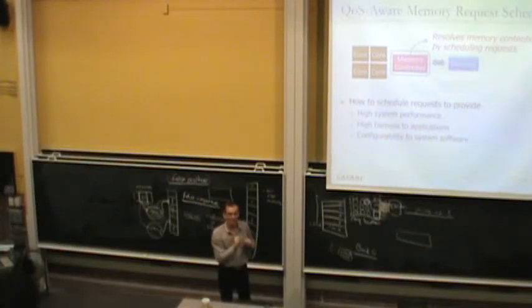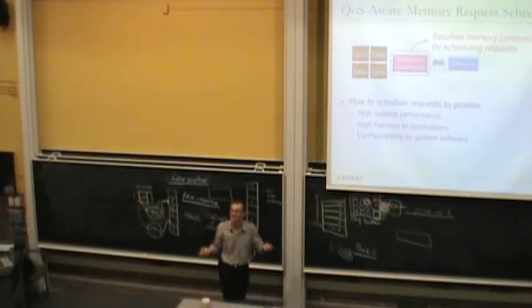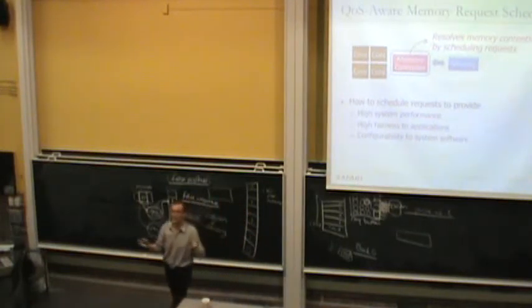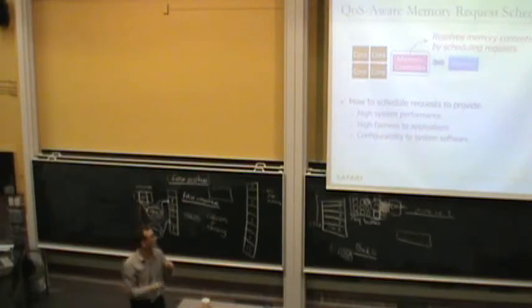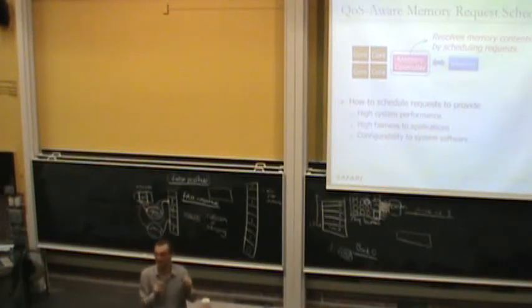Why? Because of the reason I stated before, right? If you have a high priority application, if the memory controller doesn't know that that application is high priority, how is it going to prioritize that? So before this was not a problem, right? In a single core system, you did not need to tell the memory controller, oh, I'm running a high priority application. That's the only application you're running.